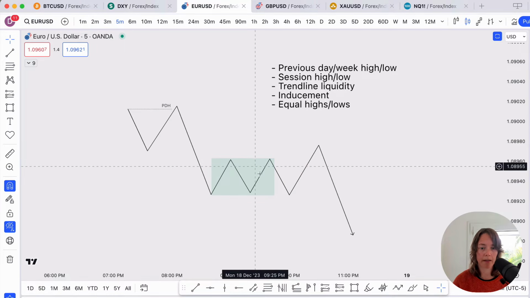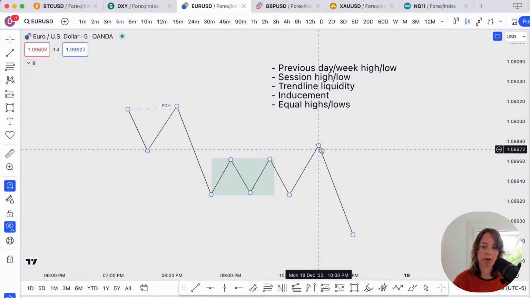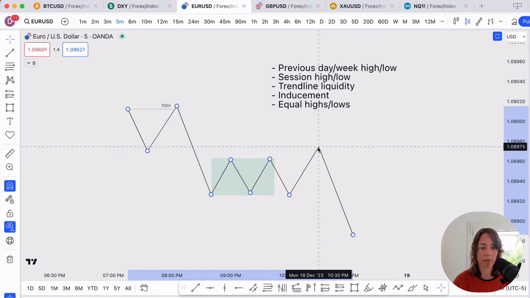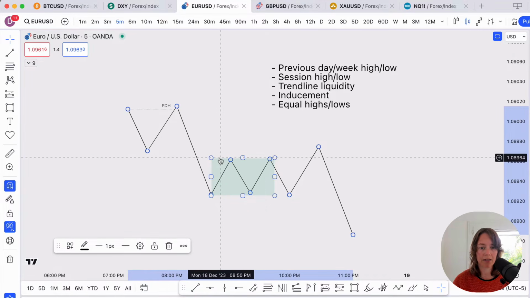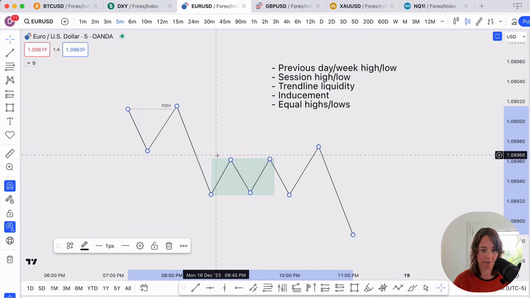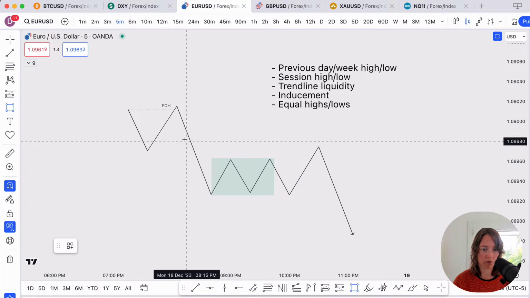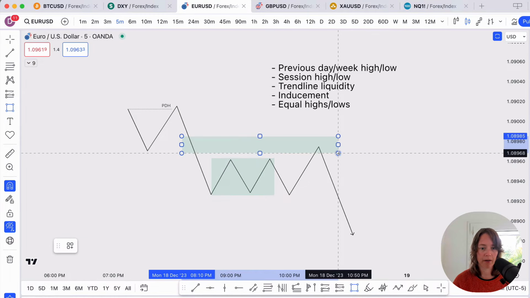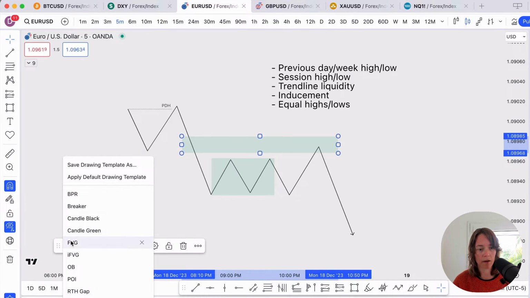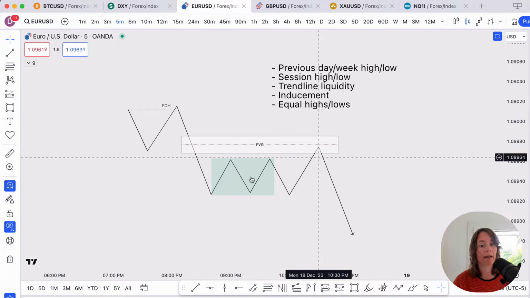So let's say this is Asia. Then I want to wait to see if London can manipulate above the Asia liquidity. So this is the session high liquidity. And maybe we can find some sort of fair value gap in here that makes sense, or maybe an order block that makes sense, where then I can find the entry on.